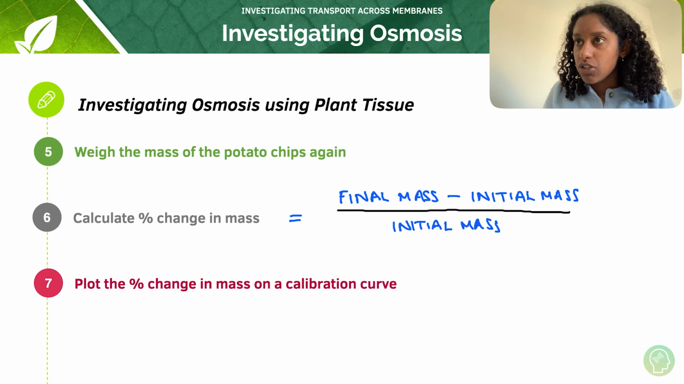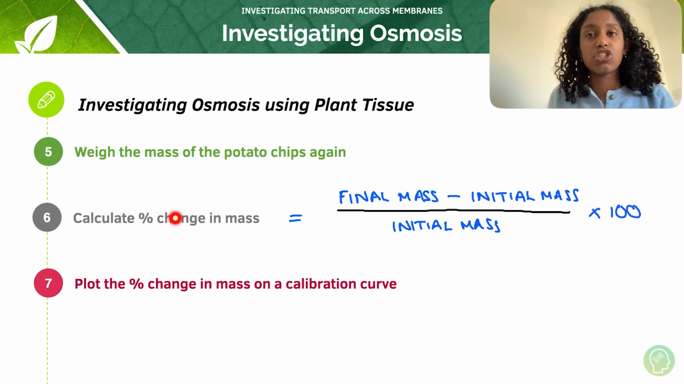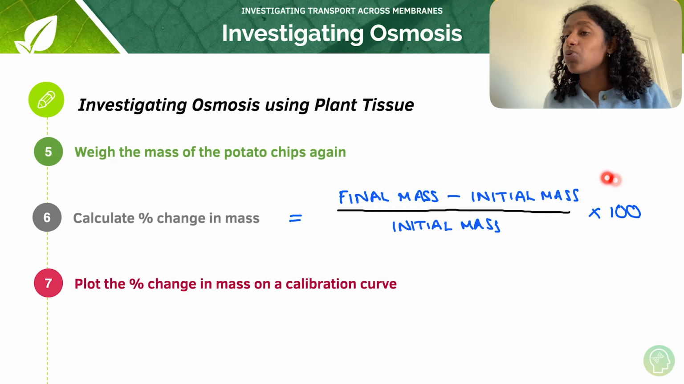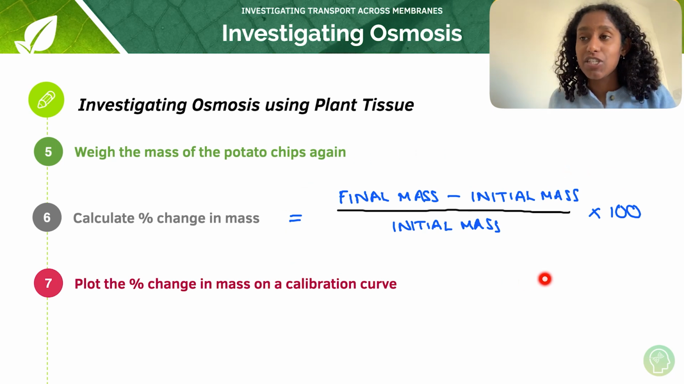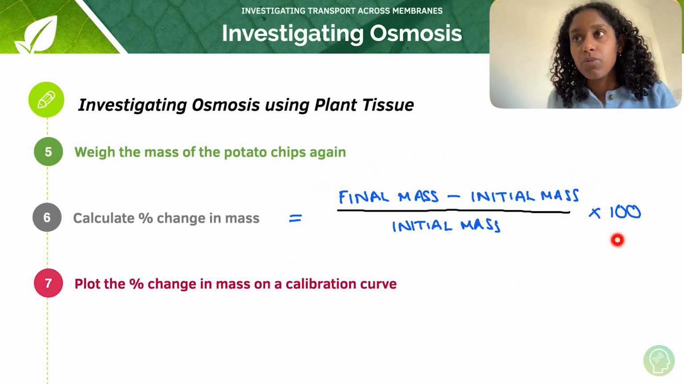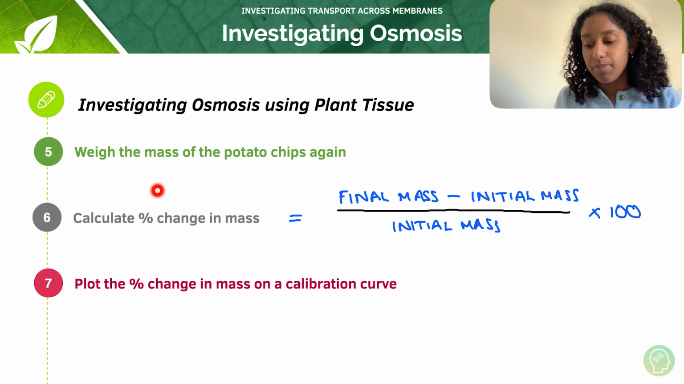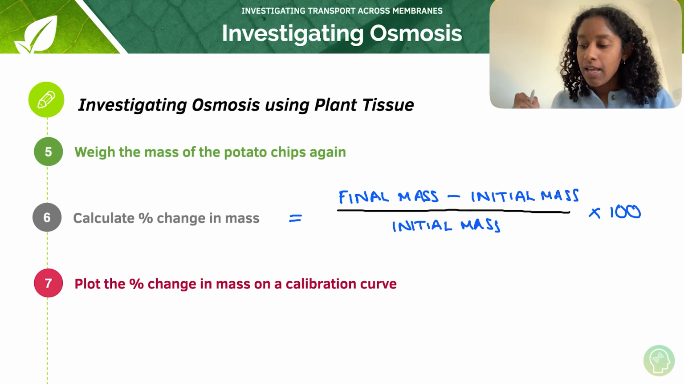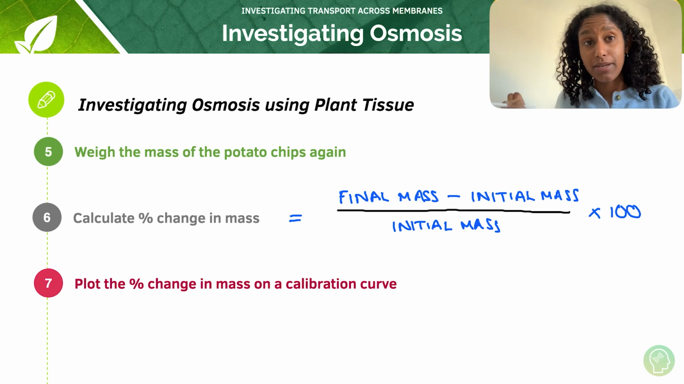And we're going to multiply all of that by 100 to make it a percentage change in mass. So if you're asked to calculate this in class, if you're doing this experiment, or in an exam, if this experiment is given to you, if you memorise this formula, you'll be able to calculate the percentage change in mass of our potato chips. And that's going to give you lots of numbers for each of those sucrose solutions, how much each of those potato chips changed in mass.